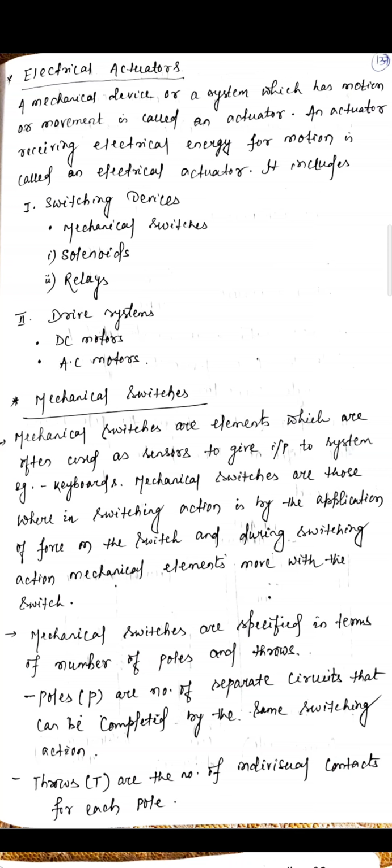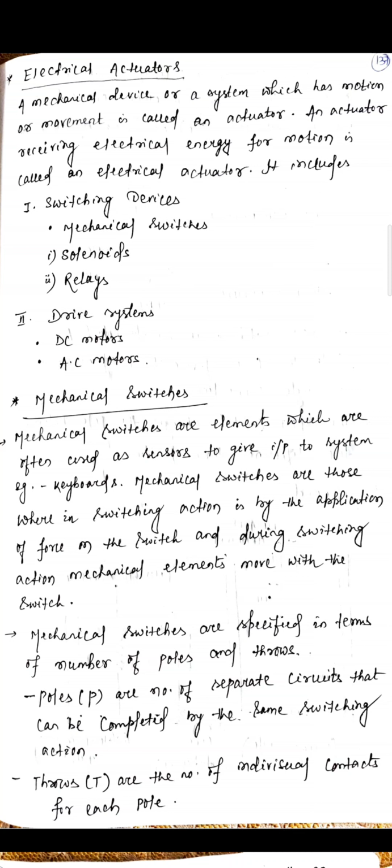So what is an electrical actuator? First I will tell you the definition of an actuator. It is a mechanical device or a system which has motion or movement, that is called an actuator. And what is an electrical actuator? An actuator receiving electrical energy for the motion or movement is known as an electrical actuator.